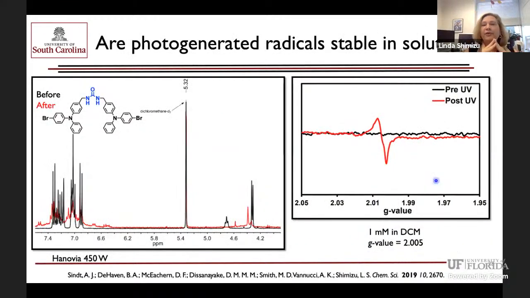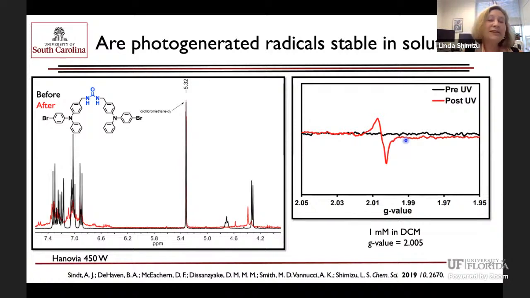Okay, so do we generate radicals? Of course, if they're TPAs, we should generate radicals. So our first experiment was just looking at them in solution. If you shine light on these, you can run over to the EPR and see whether this has radicals in it. You can see before irradiation, there are no radicals, there's no signal. But after irradiation, you can see this nice signal. So this suggests we're creating radicals.